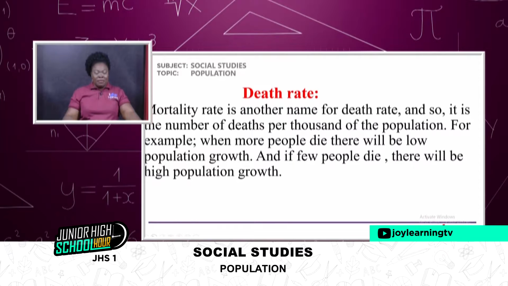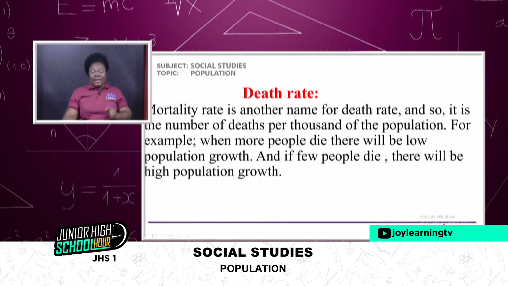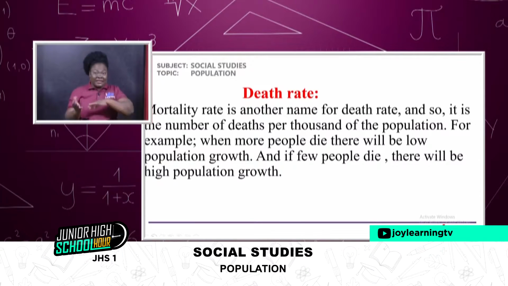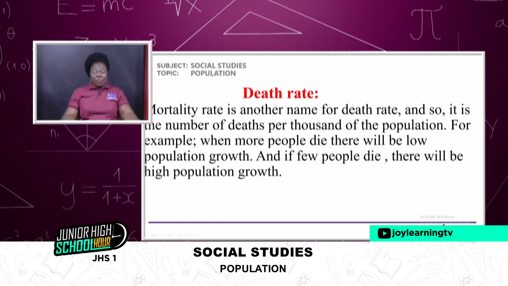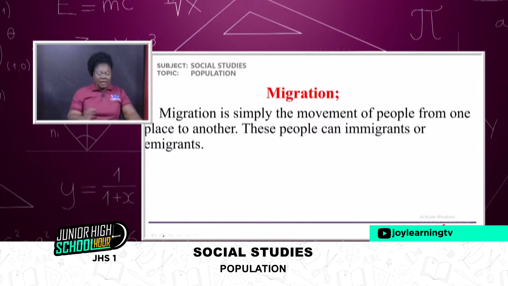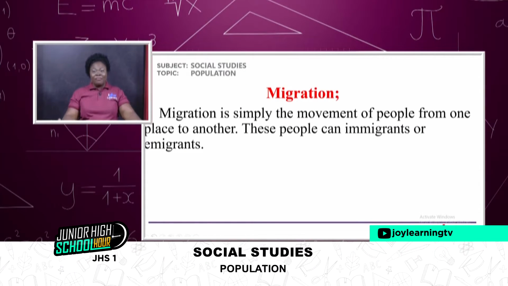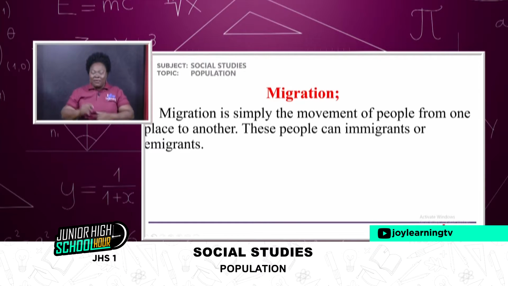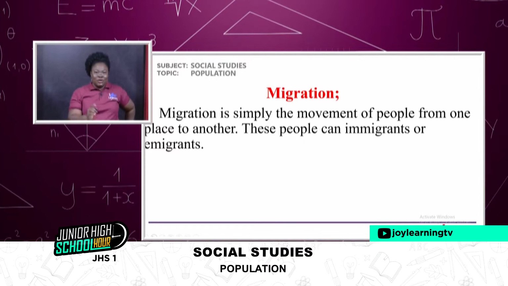Death rate. Mortality rate is also another name for death rate. It is the number of deaths per 1,000 of a population. So it's the vice versa of it. For example, when more people die, there will be low population growth. And if few people die, there will be high population growth. Migration is simply the movement of people from one place to another. These people can be called immigrants or emigrants. So that's the review question.